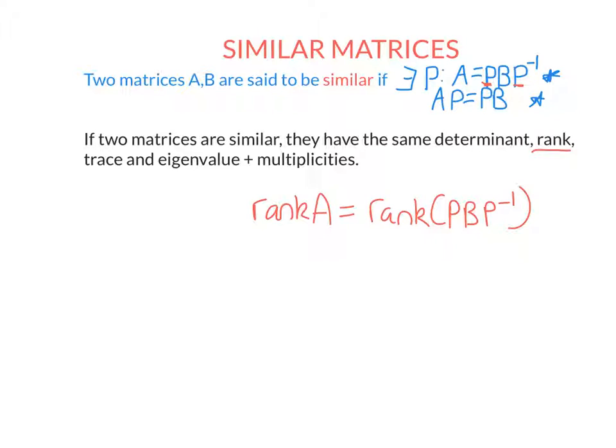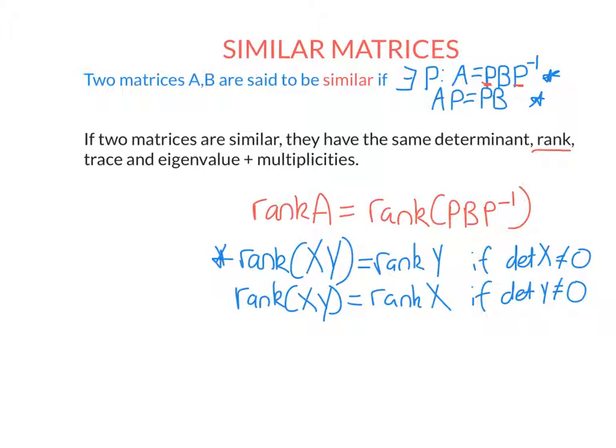Now, the reason that A and B will have the same rank is that if you multiply a matrix by an invertible matrix, you don't change its rank. So that text in blue is saying what I just said. So the rank of a product matrix XY is the same as the rank of Y if X is invertible. That's how you read that. And the opposite works as well, that if Y is invertible, then the rank of XY will be the same as the rank of X.